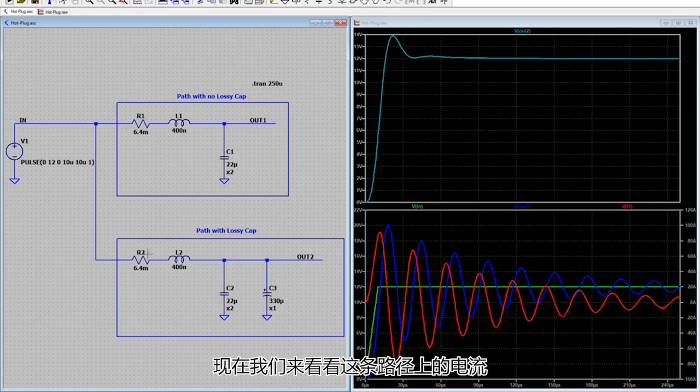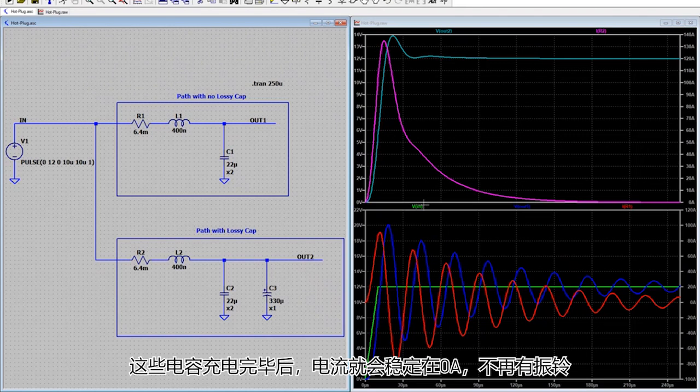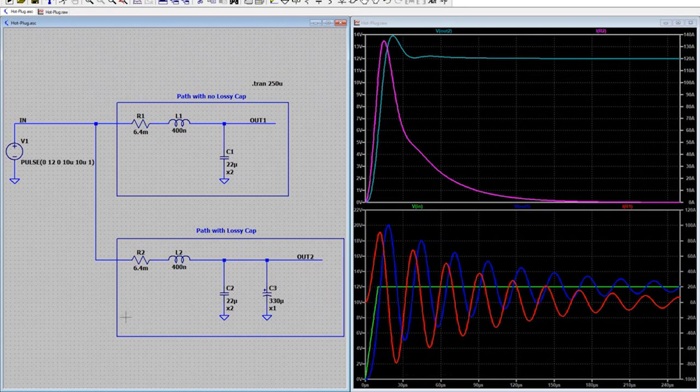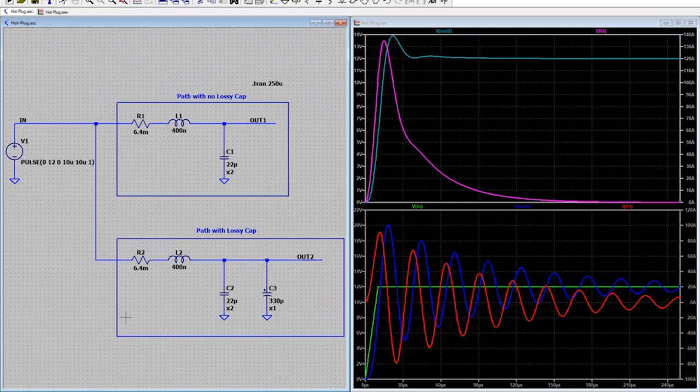Now, let's look at the current in this path. So the current here, it overshoots, it actually goes higher than the current up here, goes up to about 135 amps, but then it settles down more quickly and without all the ringing. It settles down to 0 amps once these caps have charged up. So this isn't a perfect solution. It's not without caveats, but it does address one problem, which is the overshoot.